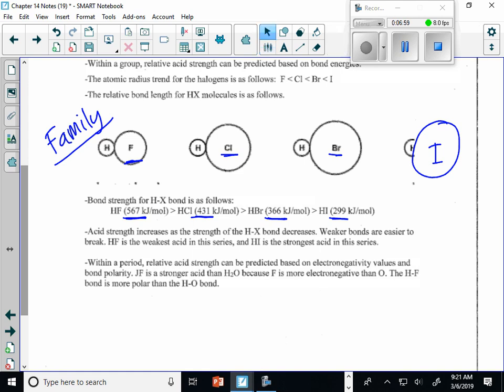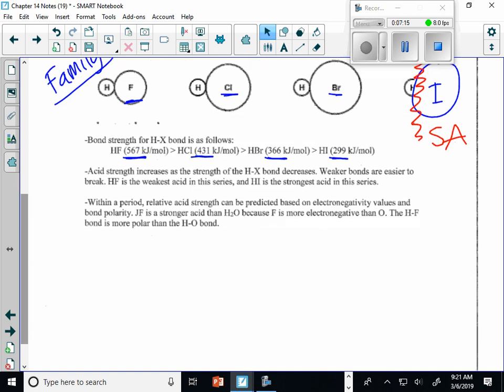And again, we know that if this has a very small bond strength, this one is going to be easy to break that hydrogen apart. So this is going to make this a stronger acid. The other thing I want to call your attention to here, so this was in a family, and then the last point down here is within a period.